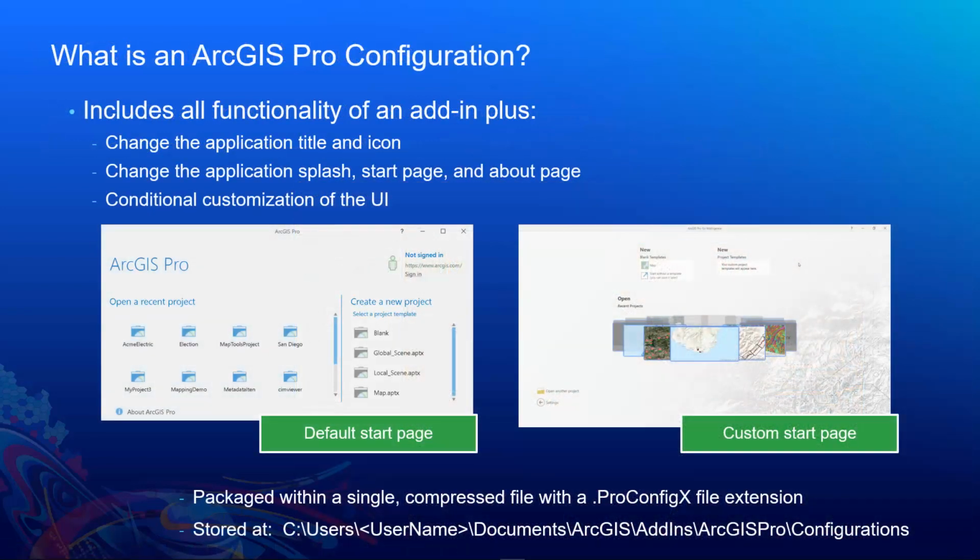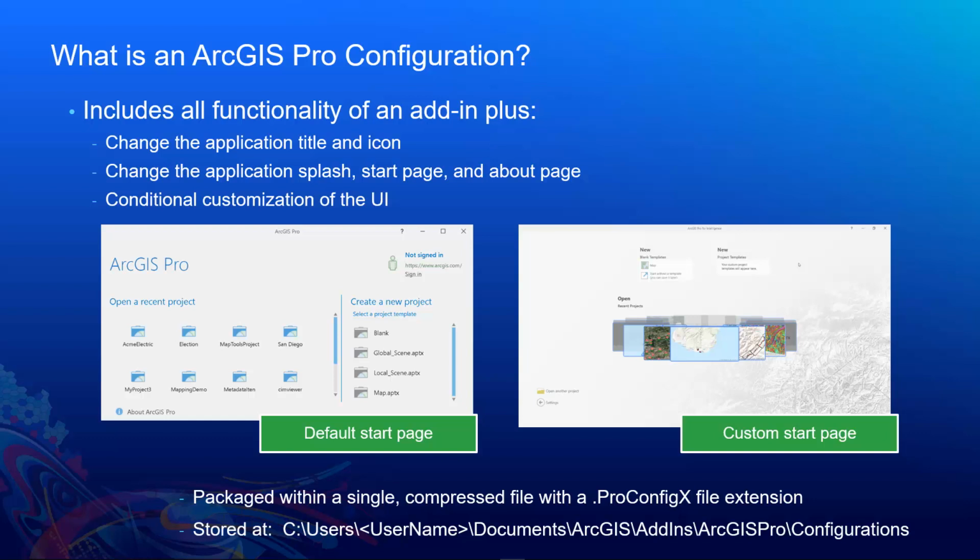Okay, so what is an ArcGIS Pro configuration? It includes all the functionality of an add-in, plus a lot of user interface and startup experience customization capabilities. For example, you can change the application title and the icon. You can also change the application splash screen, the start page, and the about page. And you can add additional customization of the user interface. For example, as we saw, you can streamline the user interface and remove tabs off the ribbon that you may not be using.